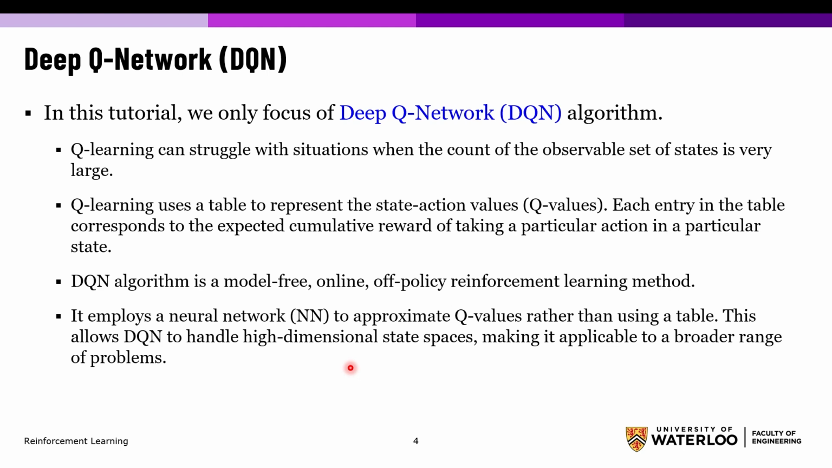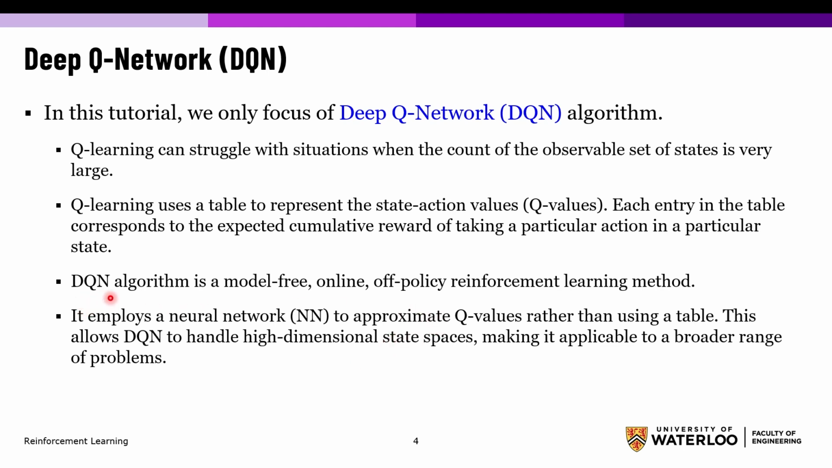As we know, Q-learning can struggle with situations when the number of observable states is very large. You can remember that in Q-learning we had a table for Q values, with rows of states and columns of actions. So when we have a lot of actions or a lot of states, Q-learning can struggle in these situations. So we need another algorithm for that.